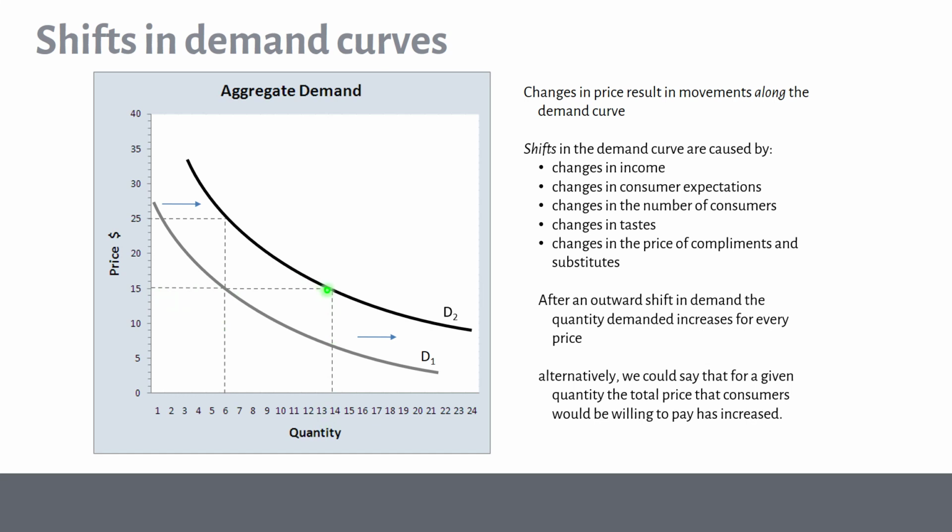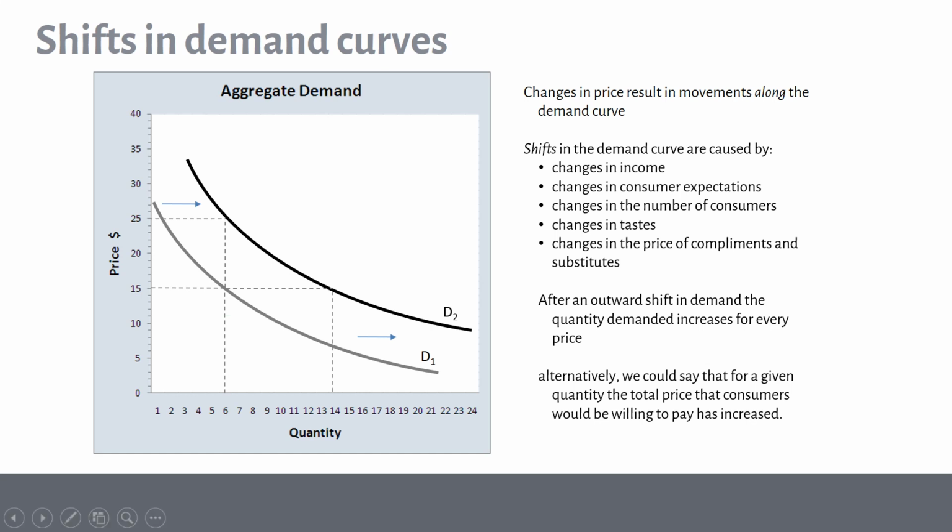Of course, it could go in the opposite direction too. On the one hand, we can say that at the same price there's more quantity demanded, but equally we could say that at a single quantity, for example 6, on the initial demand curve people are willing to pay a price of 15 for that. Now they're willing to pay a price of 25. So for the same quantity, they'll pay more. Two ways of looking at a shift in the demand curve.